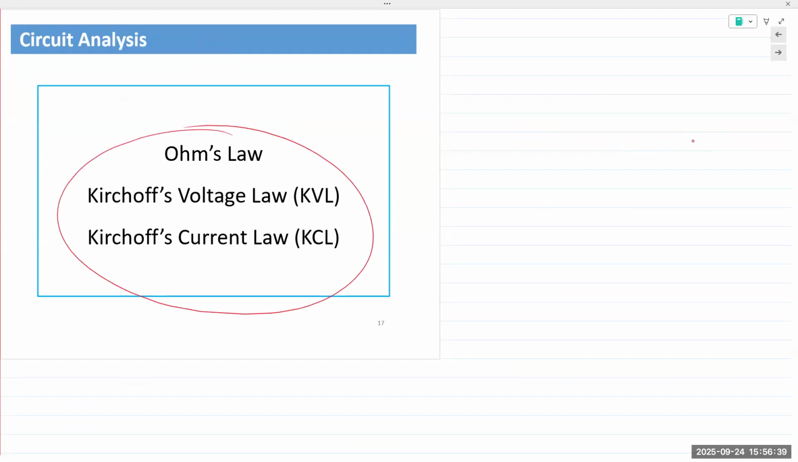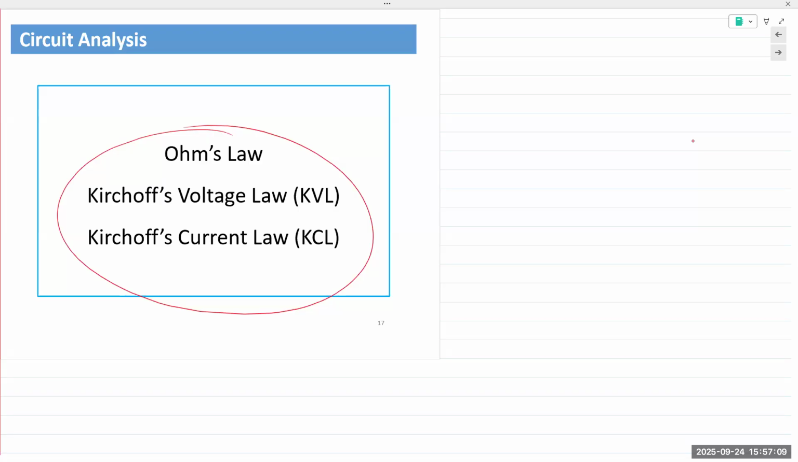All of circuit analysis, node voltage analysis, mesh current analysis, superposition, resistive analysis, current division, voltage division, everything is based on these three. Entire electrical engineering circuit analysis is based on these three principles. If you master these three, you can learn the rest. Everything else is derived from these three. Okay. So Ohm's law is V equals IR. KVL and KCL are based on law of conservation of energy.